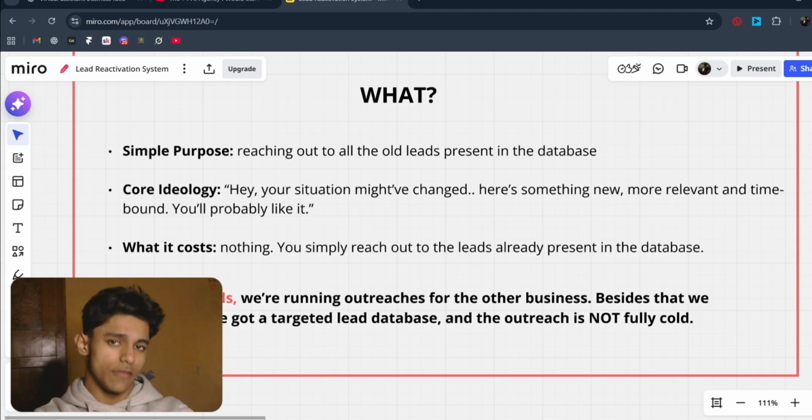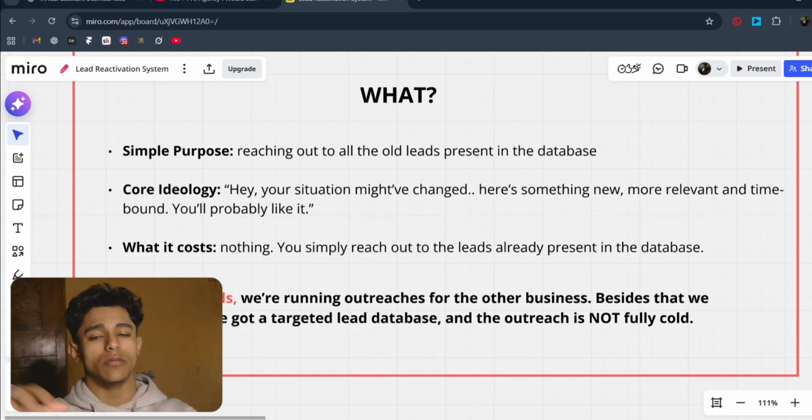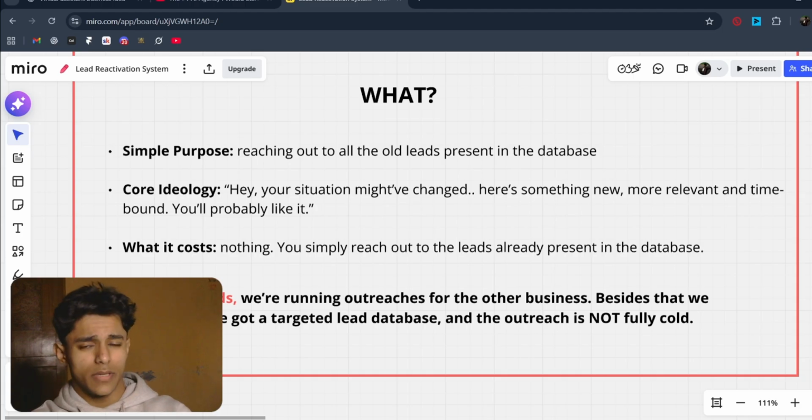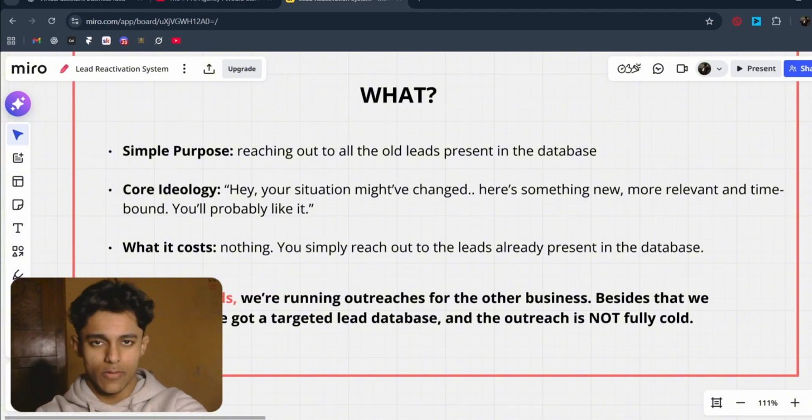Besides that, we already have a targeted lead database, and the outreach is not completely cold, because the leads we're contacting right now are already warm at least, and pre-qualified in terms of their interest in our product or our service, or whatever we have as a business, or the business that we're working with.